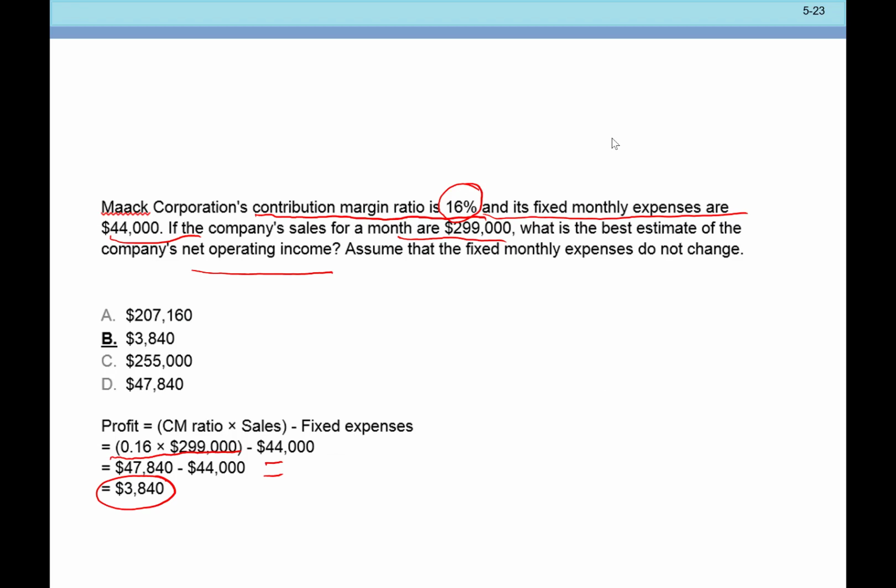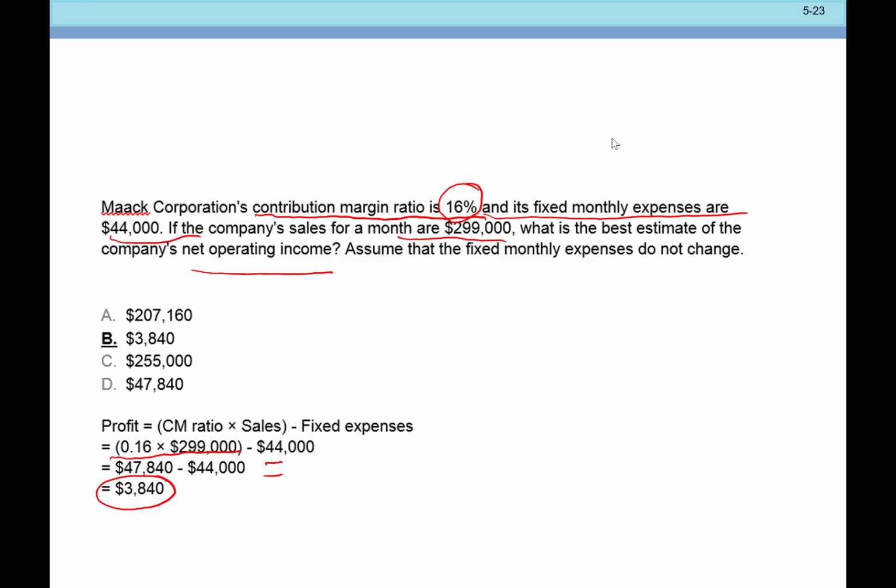MAC corporation's contribution margin ratio is 16%. Its fixed expenses are $44,000. If the company has sales of $299,000, what is the best estimate of the company's operating income?